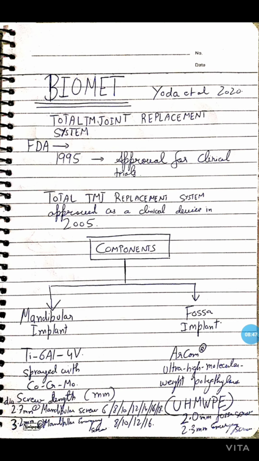Coming to talk about what is replacing what. As you can see, they have replaced the glenoid fossa with an ultra high molecular weight polyethylene structure, and they have replaced the joint and a part of the ramus with the titanium, aluminium, vanadium alloy, which has been sprayed with the cobalt chromium molybdenum.